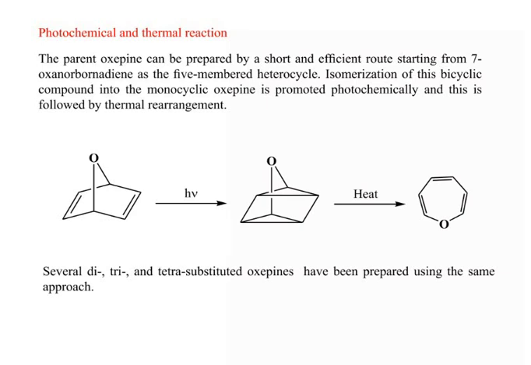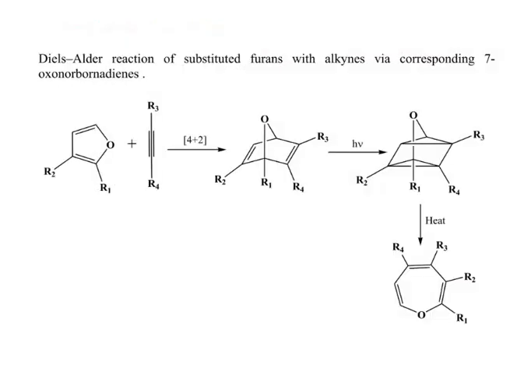My friend, the parent oxepine can be prepared by a short and efficient route starting from 7-oxanorbornadiene as the 5-membered heterocycle. Isomerization of this bicyclic compound into monocyclic oxepine is promoted photochemically, followed by thermal rearrangement. You can see here the formation of oxepine. Several di-, tri-, and tetra-substituted oxepines have been prepared using this approach.